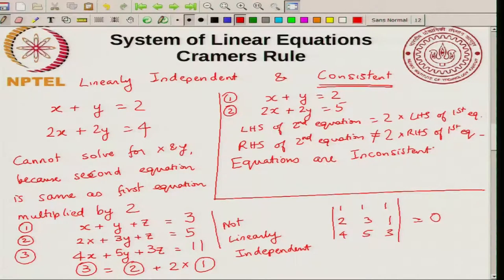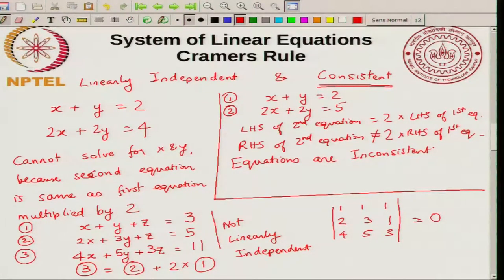That means if I just take the first equation and multiply by 2, I will get 2x plus 2y equal to 4, but here I have 2x plus 2y equal to 5. So there is no solution. These equations do not make sense, or they are inconsistent. So clearly you cannot apply Cramer's rule, you cannot solve this system of equations.